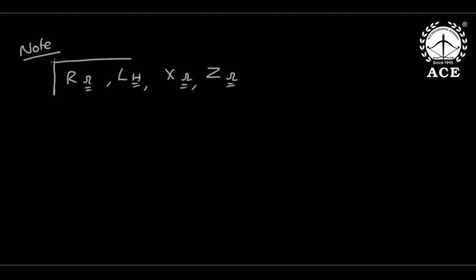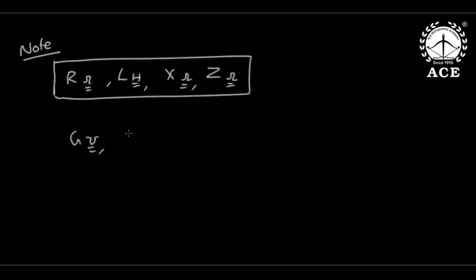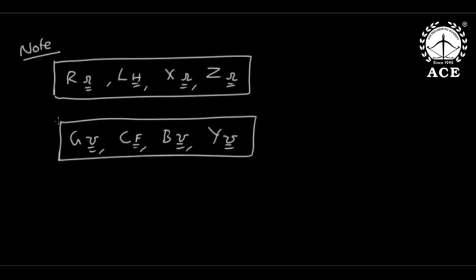But here also I will write a note. The set of formulas for resistance in ohms, inductance in Henry, reactance in ohms, and impedance in ohms is one set of formula where all are proportional. But conductance in Siemens, capacitance in farads, susceptance in Siemens, admittance in Siemens is the second set of formula. Remember that. These are very, very important things, sir.